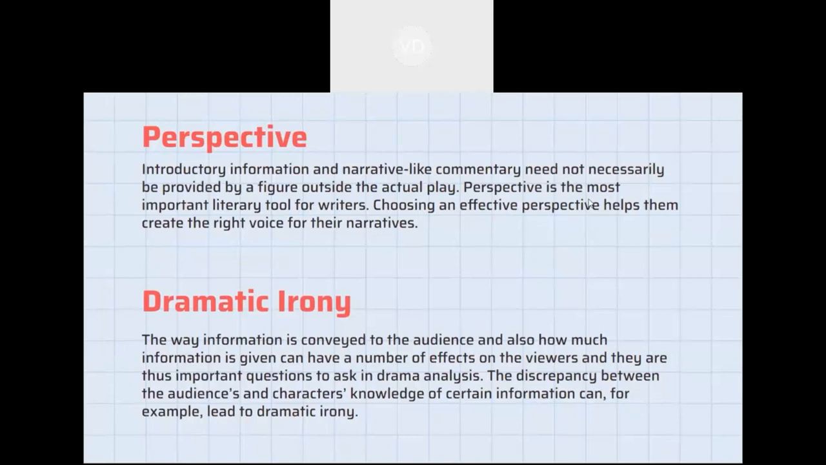Perspective. Introductory information and narrative-like commentary need not necessarily be provided by a figure outside the actual play. Perspective is the most important literary tool for writers. Choosing an effective perspective helps them create the right voice for their narratives.